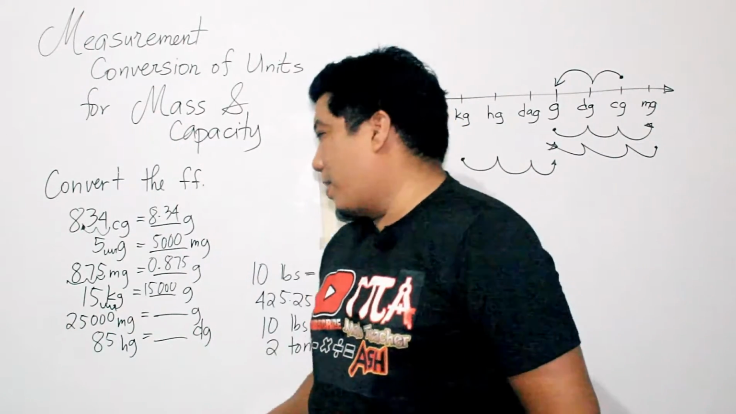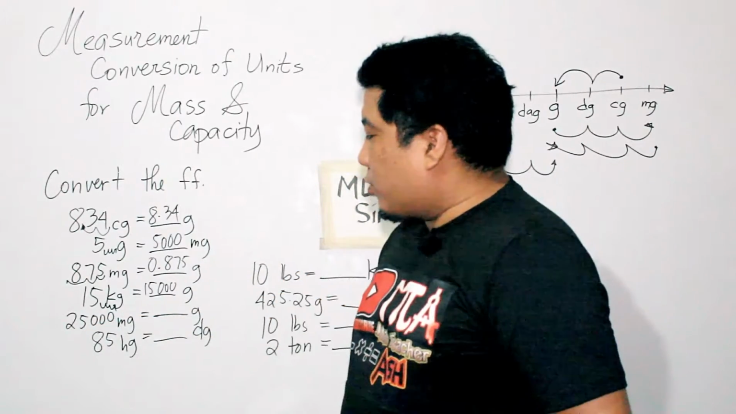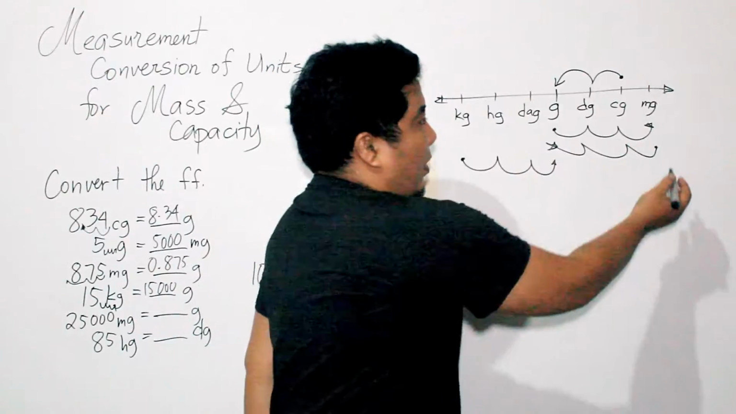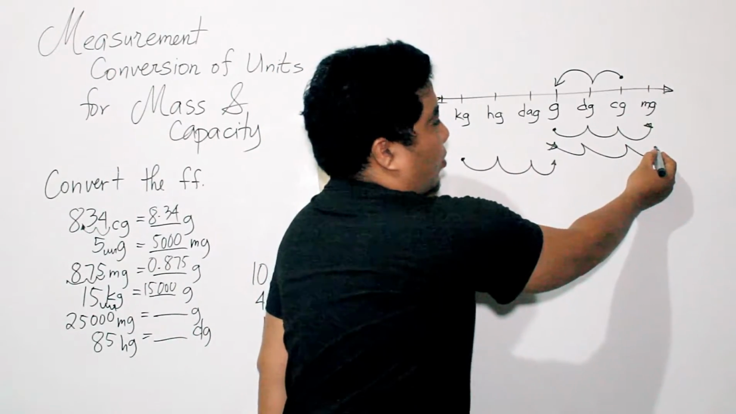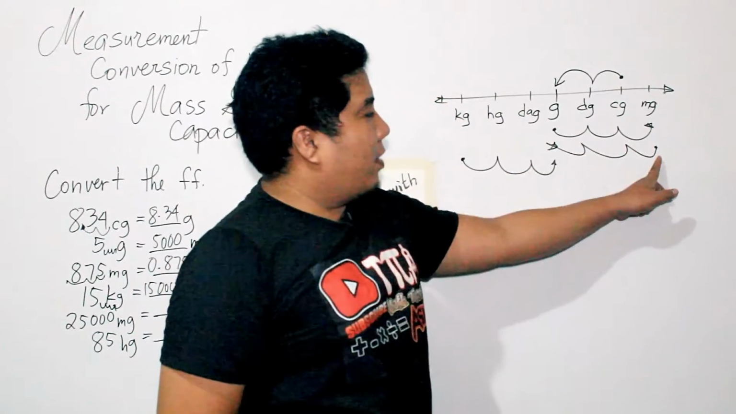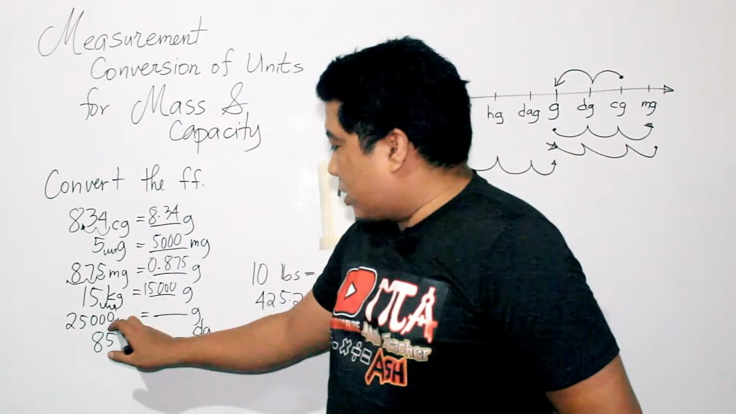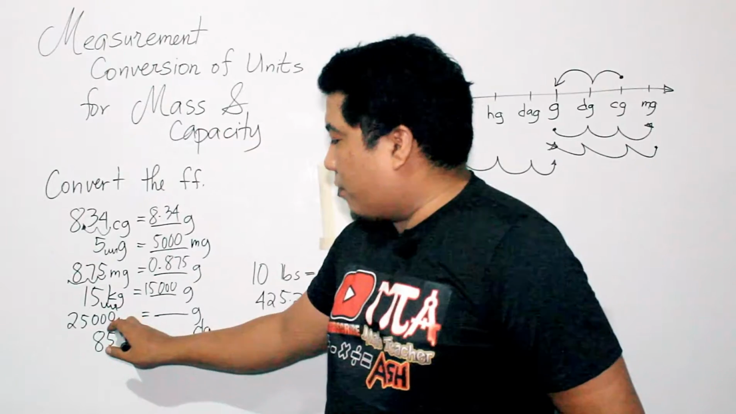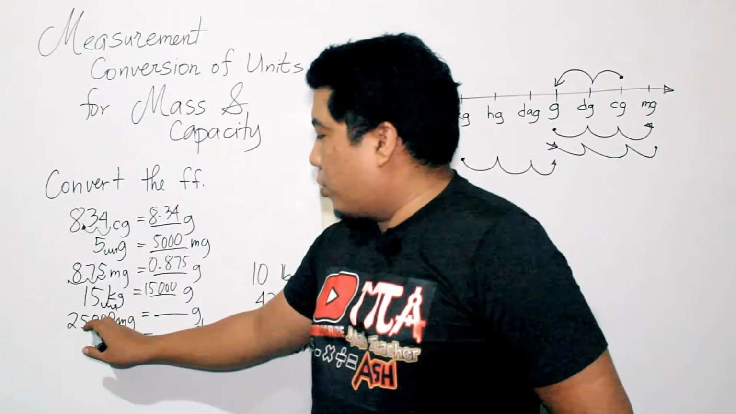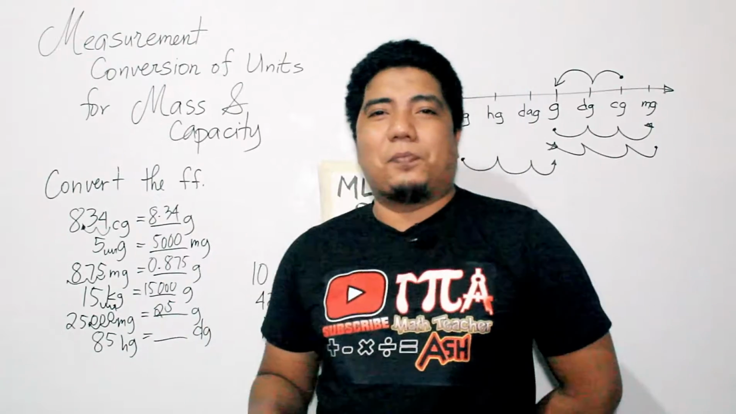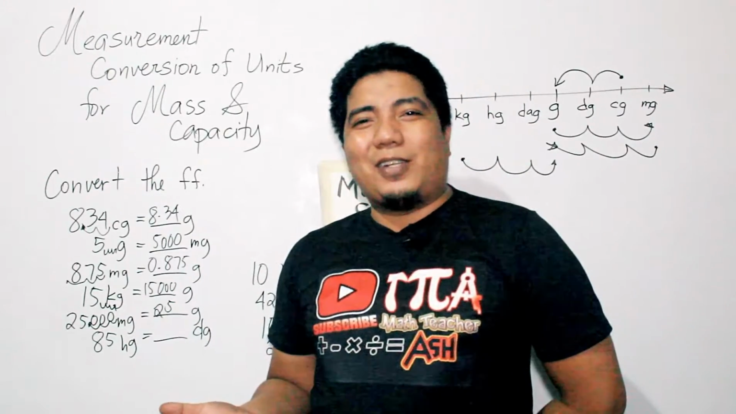Now, we have here 25,000 milligrams. What is that in grams? So, milligrams, the same concept here, to grams. We move 3 units to the left. This is our decimal point. We move 3 units to the left, 1, 2, 3. So we have now 25 grams. Very easy, my dear math learners, right?